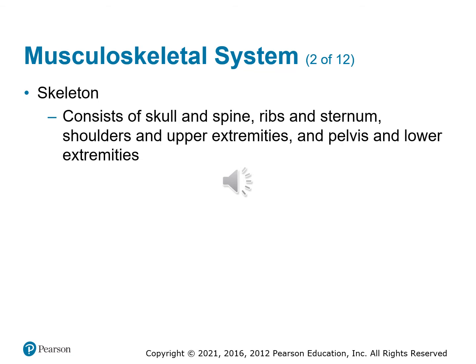So first, let's talk about the skeleton a little bit. Understand that this consists of the skull, the spine, the ribs, the sternum, and all of the other bones that extend out the extremities. And this is going to be what helps really form the structure of our bodies.